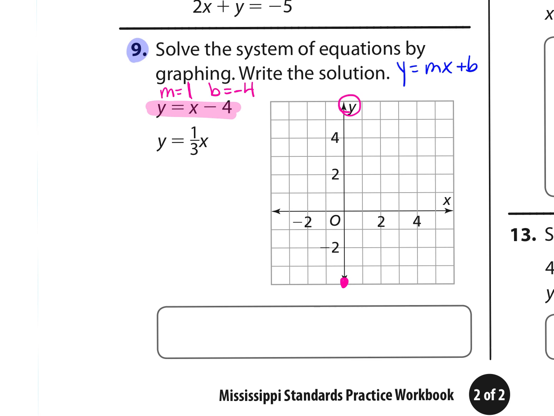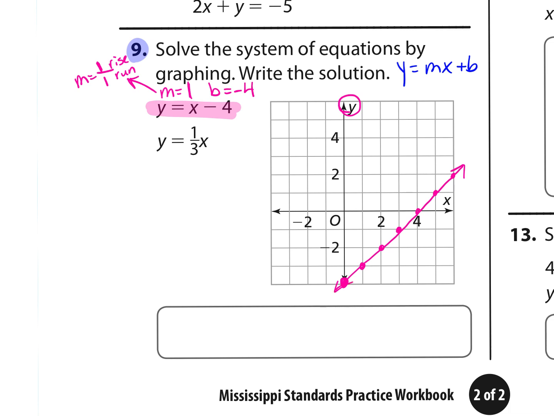And just a reminder, if the slope is 1, we could always write it over 1 as a fraction. So that would be rise over run. So let's go up 1, right 1, up 1, right 1, up 1, right 1, all the way across this coordinate plane we're given, and then draw a line through your points.